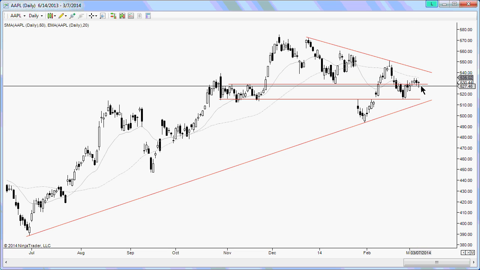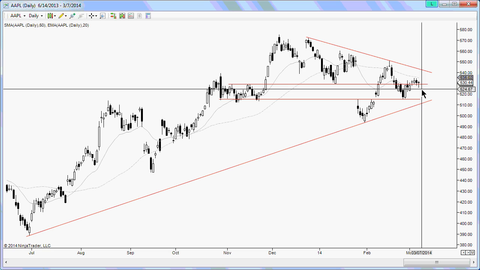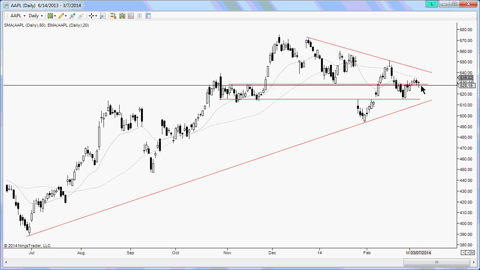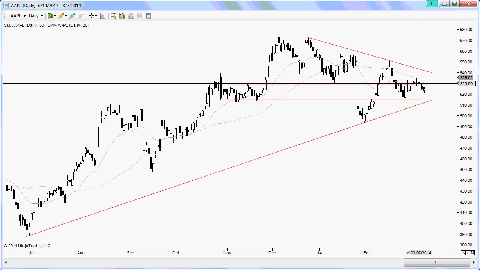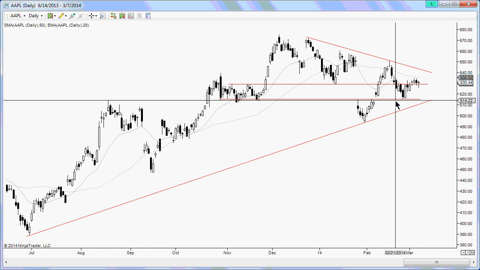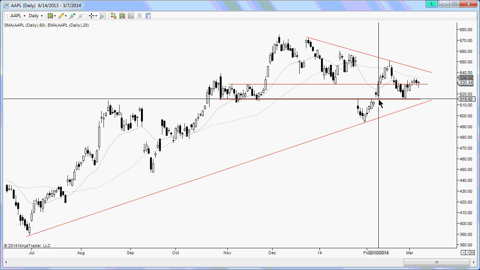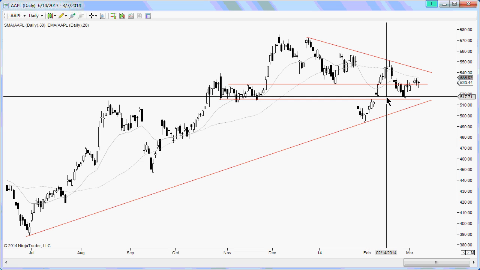Even then, last Friday on options expiration, it went back down on an intraday basis, but it closed back up above it. So you can see that there is a lot of conflicting information here that you can make a case for one way or the other.